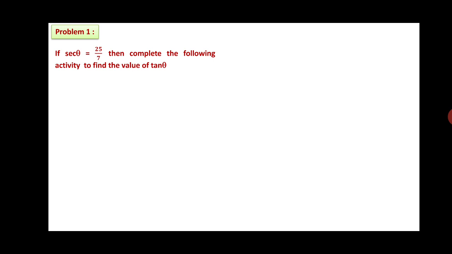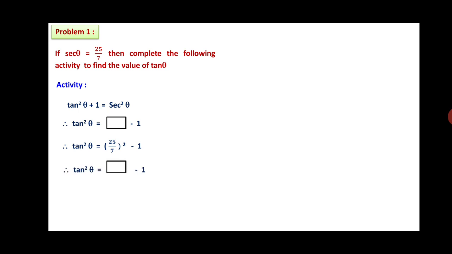Problem number 1. If sec theta is equal to 25 upon 7, then complete the following activity to find the value of tan theta. We know that tan square theta plus 1 is equal to sec square theta. Therefore, tan square theta is equal to, in the box you have to write the value, minus 1. Tan square theta is equal to, now, 25 upon 7 bracket square minus 1. Now tan square theta is equal to, in the box you have to write whatever value comes, minus 1. And tan square theta is equal to, in the box you have to write the value. Therefore, taking square root on both sides, you get tan theta on the left side and on the right side whatever value you get.